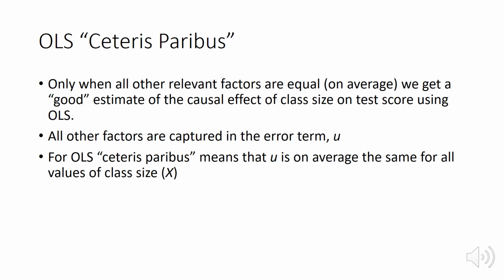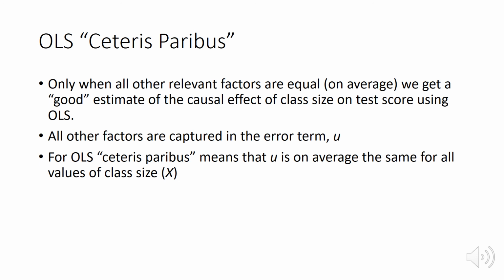In order for this effect to be causal, we need to assume ceteris paribus, which is Latin for all else being equal. Only when all these other relevant factors we talked about, how motivated you are, how good the teacher is, how lazy you are, what your GPA was, how much you studied, what your attendance is, only when all these other factors are on average equal to 0 do we get a good causal estimate, and good in heavy quotes there. All these other factors are captured in this nuisance term, this error term.